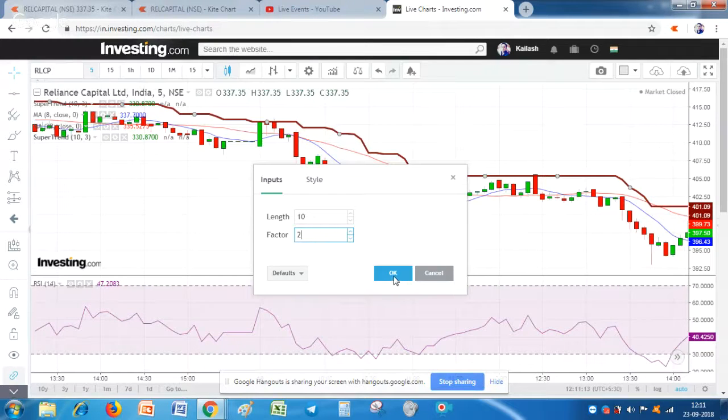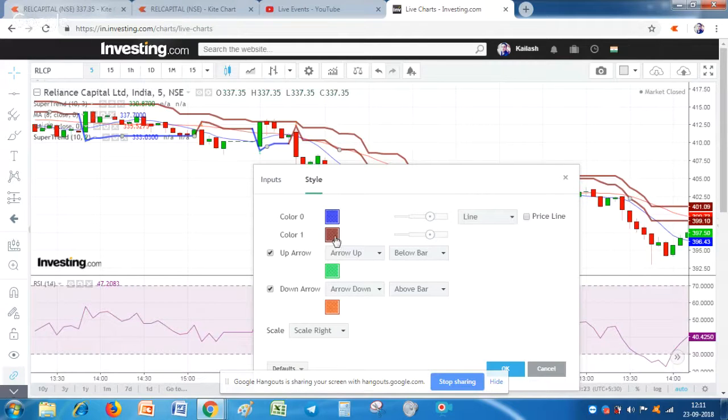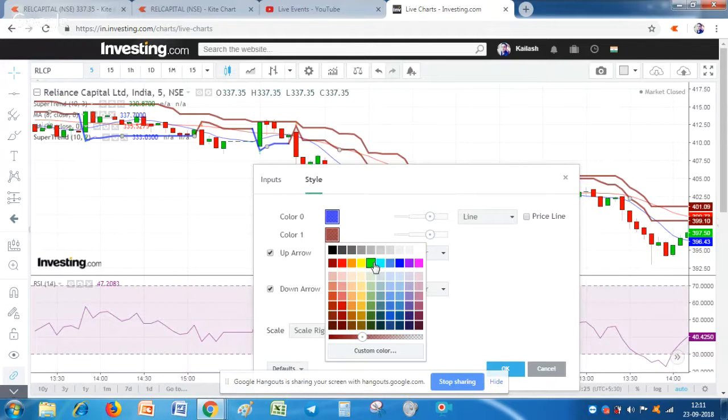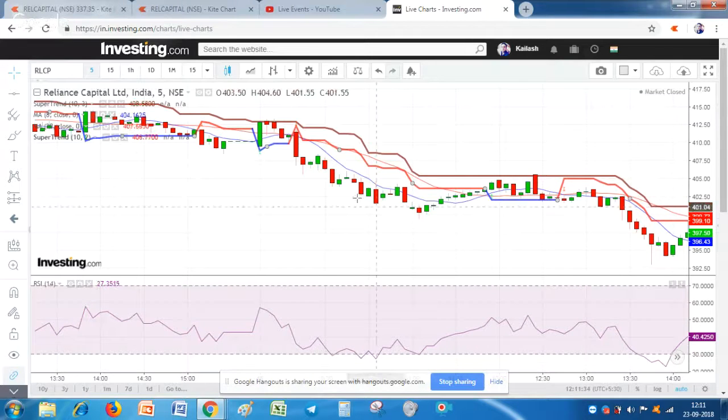We can make one more change: we need to change the colors also, just to make a difference in how it looks, so that we can understand the different levels. I have changed the colors and added one more Super Trend. You can see there is a bold red line and a simple red line: this is dark red, and this is light red.